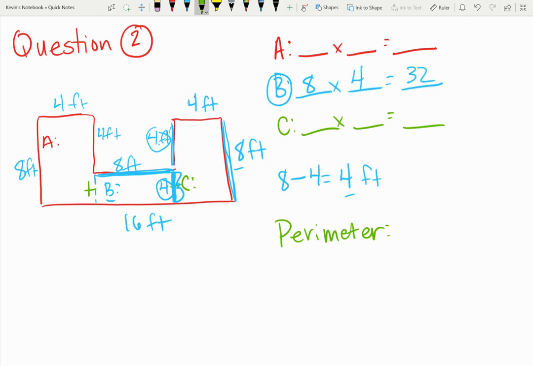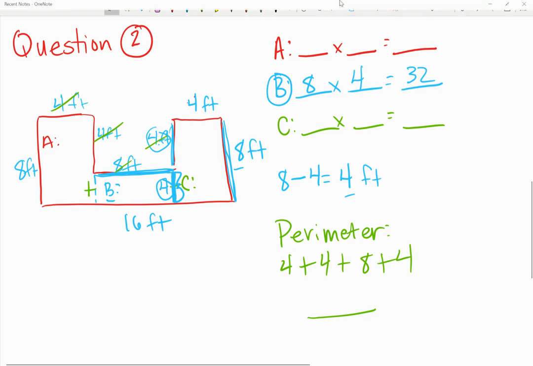So remember, when you guys do perimeter, I'm going to advise you guys just go around. You can add, so mark as you go. So 4 plus, mark as you go, 4 plus 8 plus 4. Are you guys getting the picture? So make sure you mark as you go. And I want you guys to find the perimeter as well. Okay? All right. See you guys shortly.